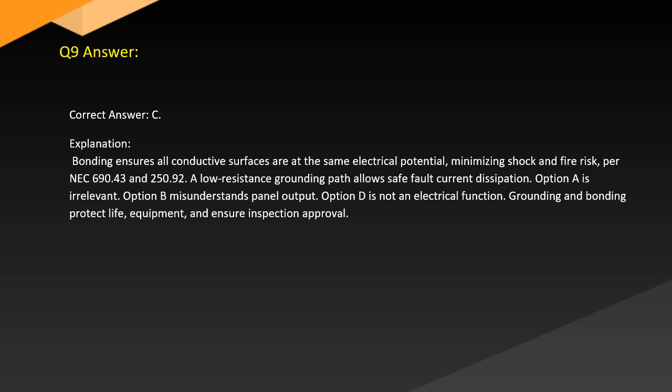Option A is irrelevant. Option B misunderstands panel output. Option D is not an electrical function. Grounding and bonding protect life, equipment, and ensure inspection approval.